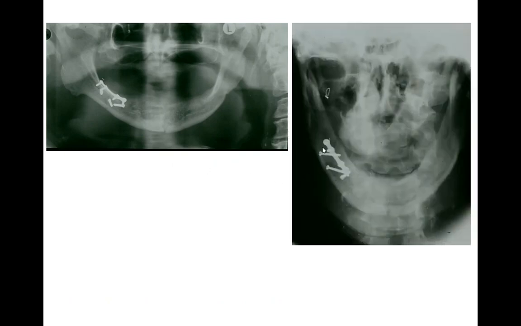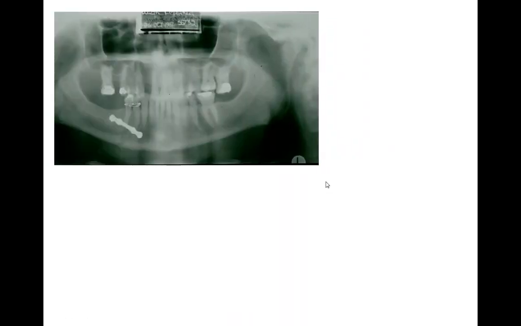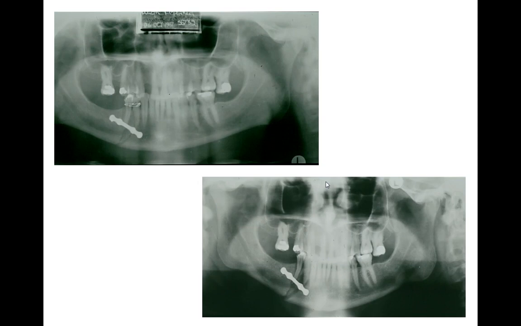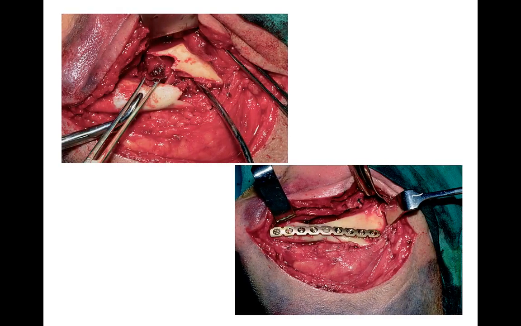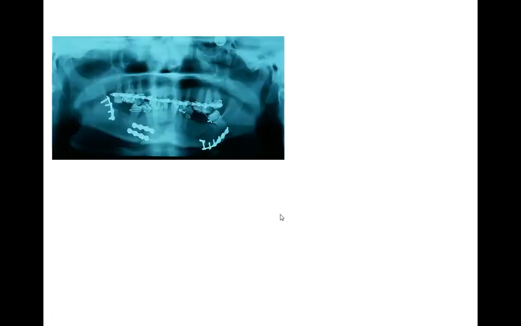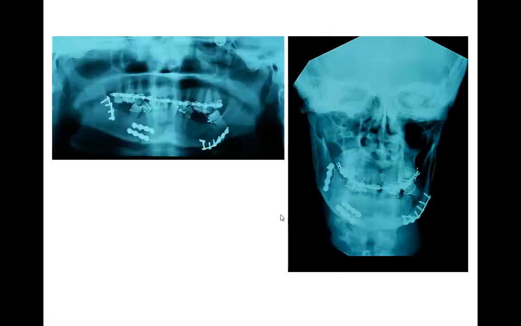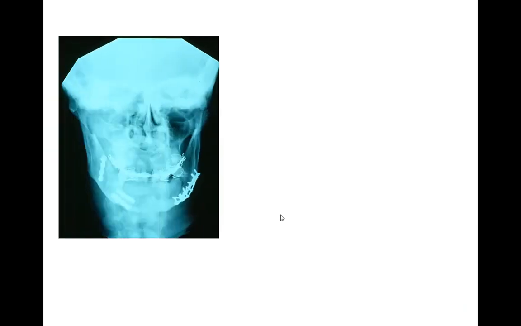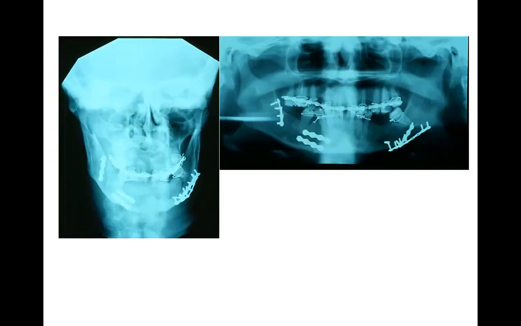All these are the complications. See, loose screw. See here. These are the reconstruction plate to reduce the segment, and you can fix it using this reconstruction plate. All these are the complications associated with mandible fixation.